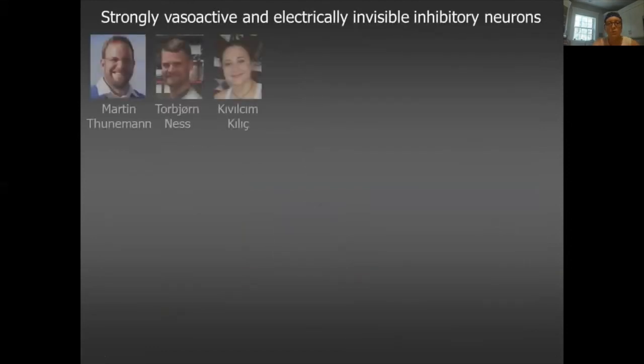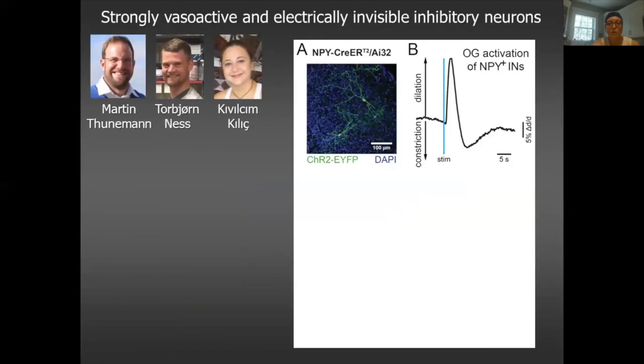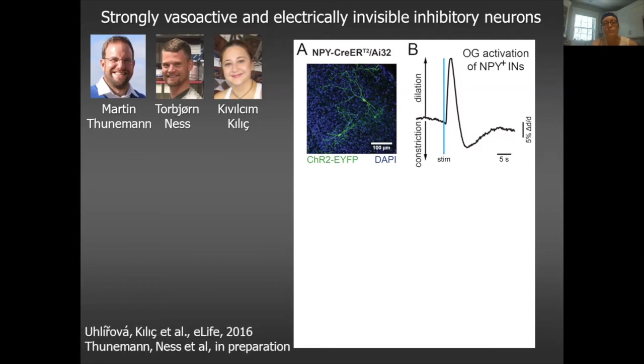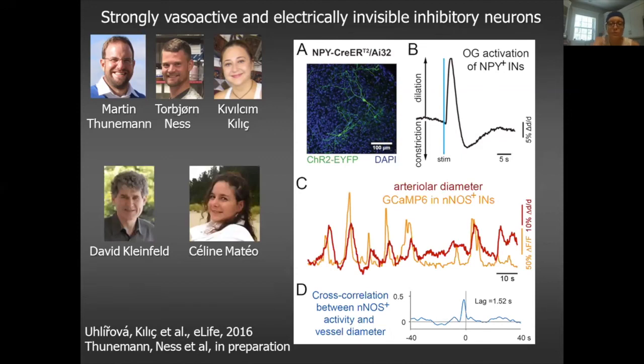So since we continued this line of investigation, and we expressed this optogenetic actuator more selectively in the cells which are NPY positive. And so here is now optogenetic stimulation of just those cells. We still get dilation and constriction, and the constriction is due to NPY, and the dilation, we believe, is due to NO.